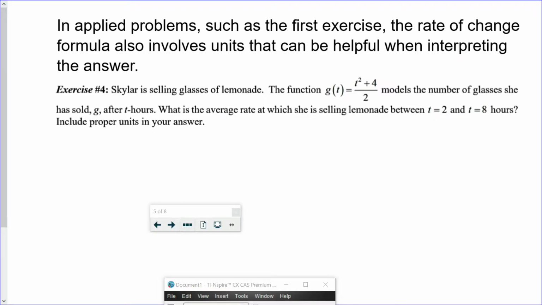Skylar is selling glasses of lemonade. The function g of t equals (t squared plus 4) divided by 2 models the number of glasses she has sold, g, after t hours. What is the average rate at which she is selling lemonade between 2 and 8 hours? Include proper units in your answer.